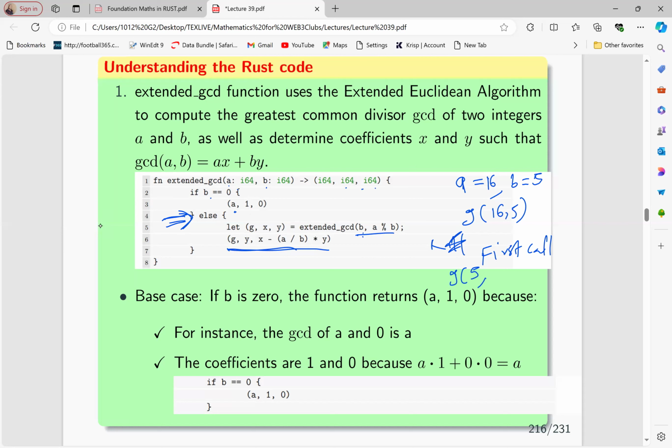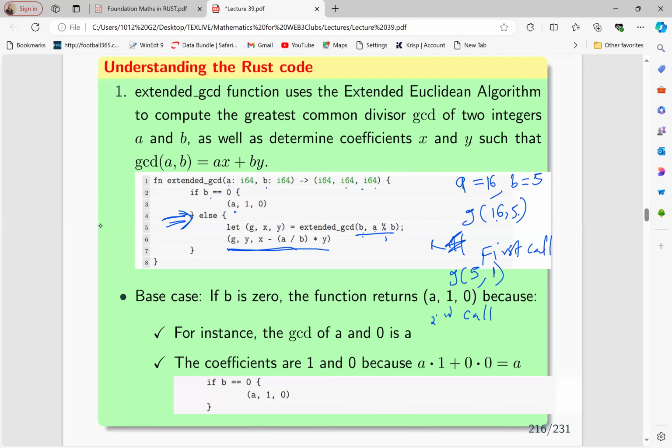And then the remainder of a on division by b. The remainder is 1. That is the first call. Is that okay? The second call, this happens until b becomes 0. So in this case now, this is our b, which is 1. Is that okay? So we go to the second call.